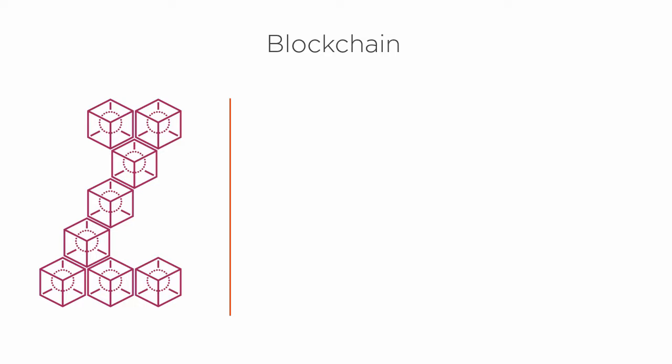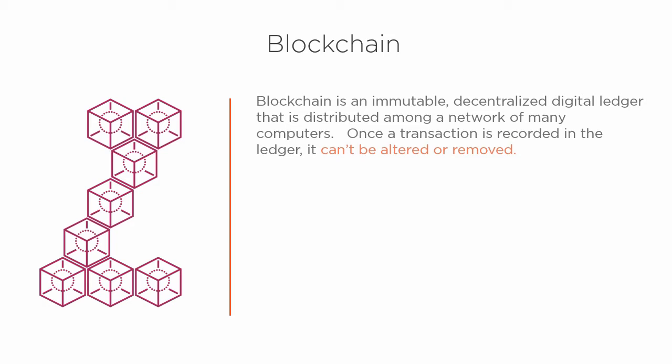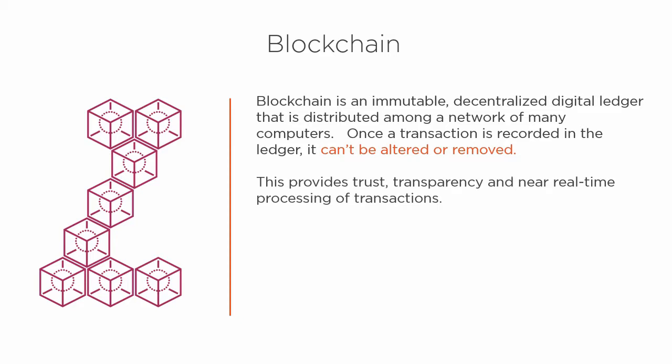Okay, next, let's talk about something that you may or may not be familiar with, and that is the concept of blockchain. So, blockchain is an immutable, decentralized digital ledger that is distributed among a network of many computers, basically a peer to peer network. Once a transaction is recorded in this ledger, it can't be altered or removed, or at least not very easily. It's extremely tamper resistant. So, this provides trust, transparency, and near real time processing of transactions.